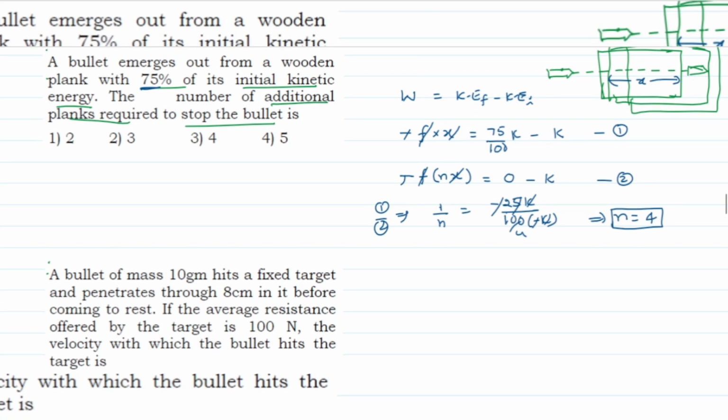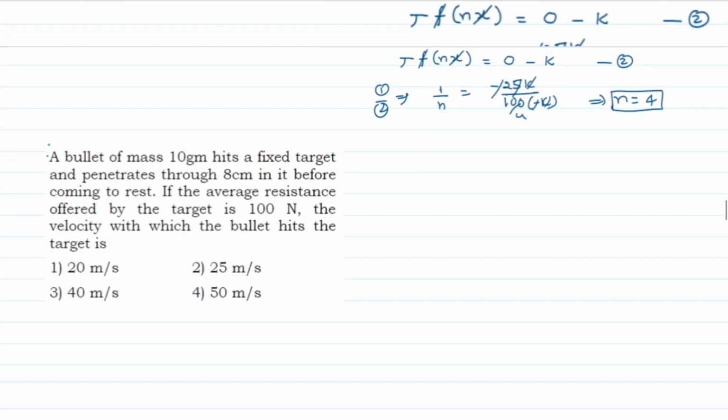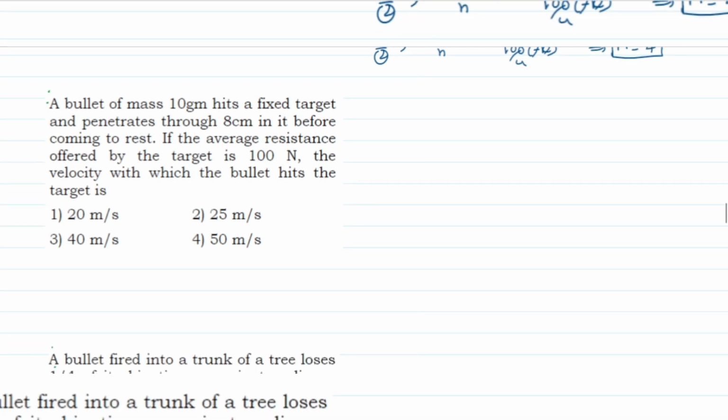Let us see the next question. The next question says a bullet of mass 10 gram hits a fixed target and penetrates through 8 centimeter. The bullet mass is given and it's going to be penetrating through 8 centimeter.